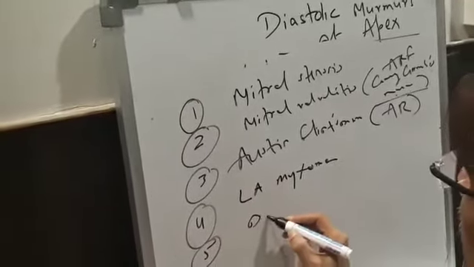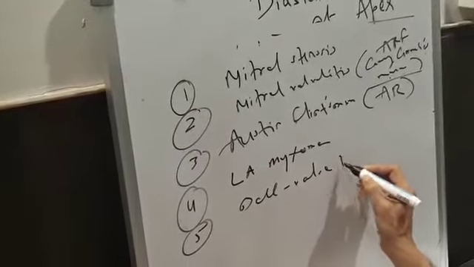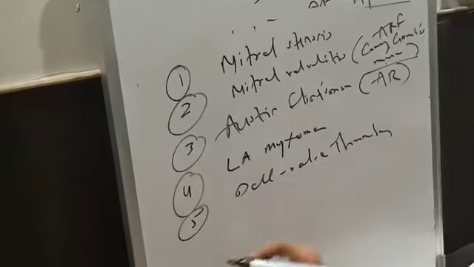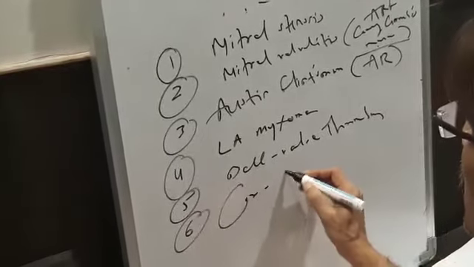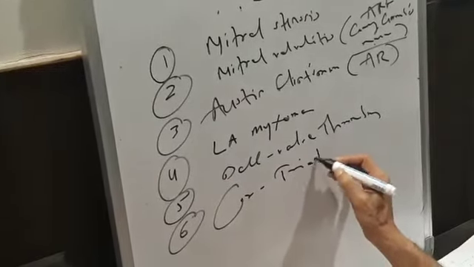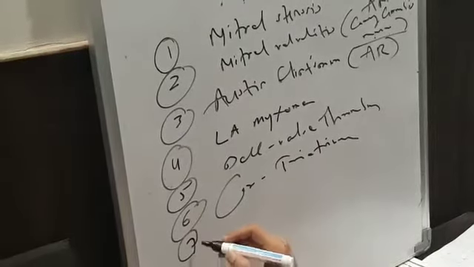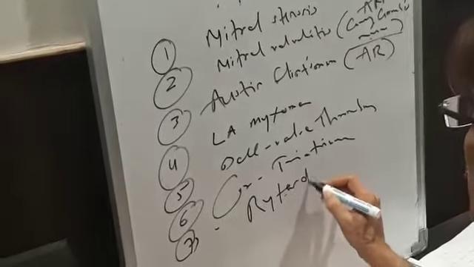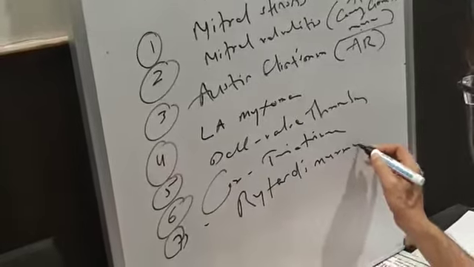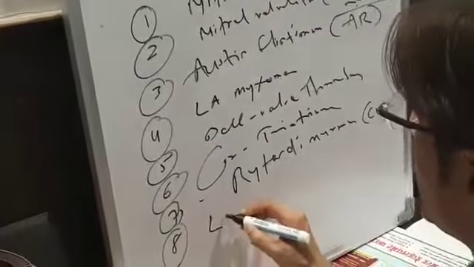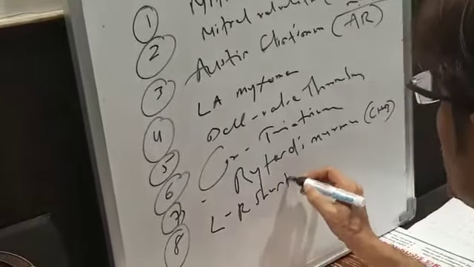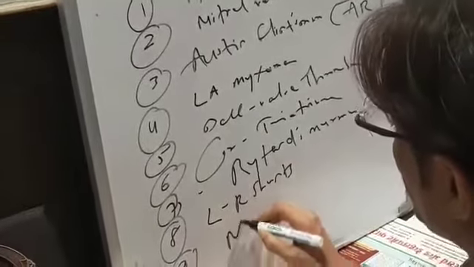Fifth can be a ball valve thrombus. Sixth can be cor triatrium. Seventh can be Rytand's murmur of complete heart block. Eighth can be left to right shunts. Pure mitral regurgitation can also cause a mid-diastolic murmur.